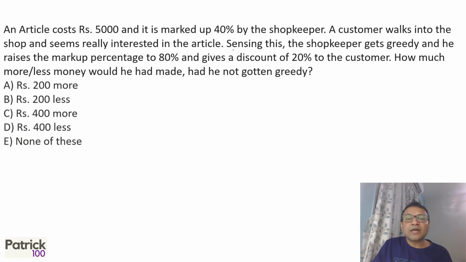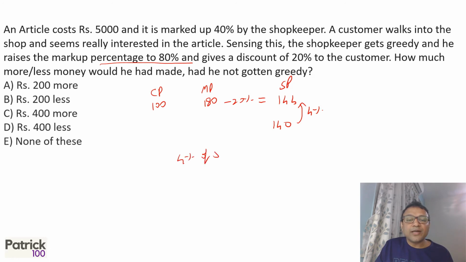An article costs 5,000 and is marked up 40% by the shopkeeper. The customer walks into the shop and he increases the mark price by 80%. Let me assume that the cost price is 100. So the new mark price is 180, and then you give a 20% discount, so the selling price becomes 144. The earlier selling price is 140. So that means the selling price increased by 4, which is 4% of cost price, which is 4% of 5,000, which will give you 200 more, A option.